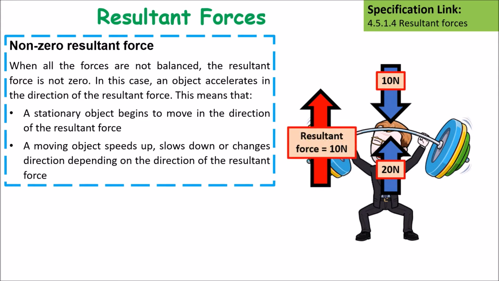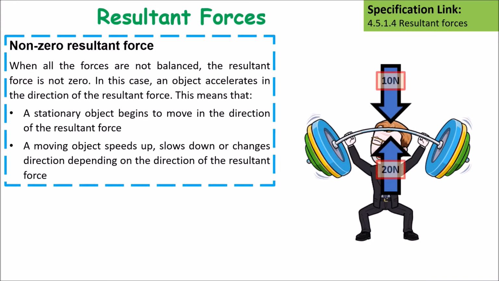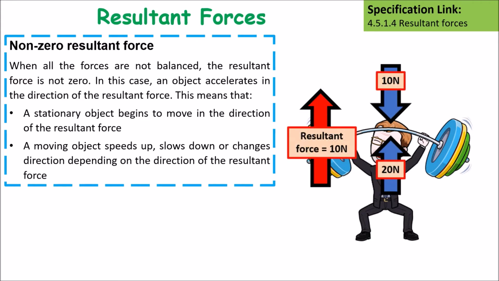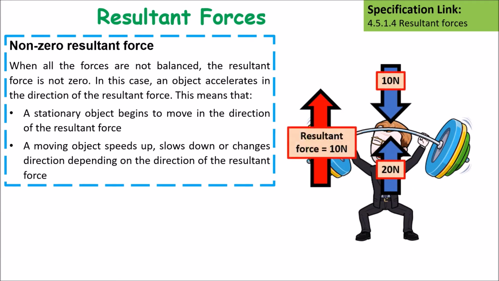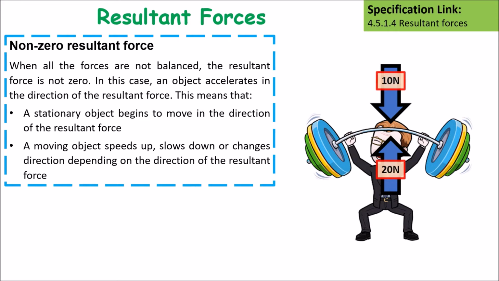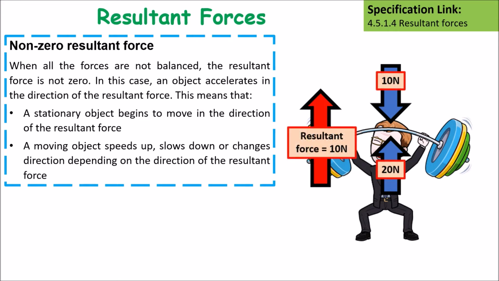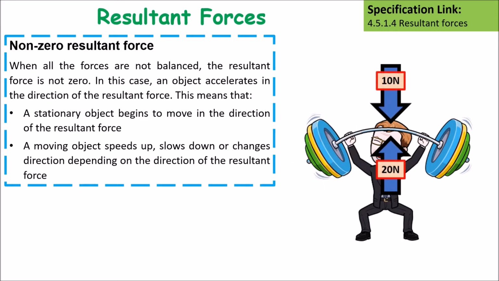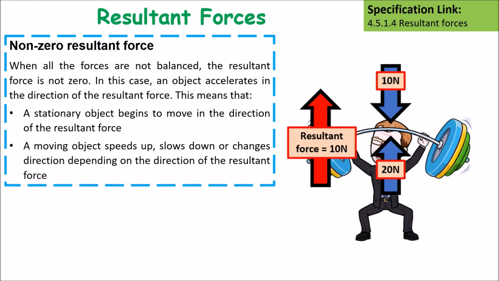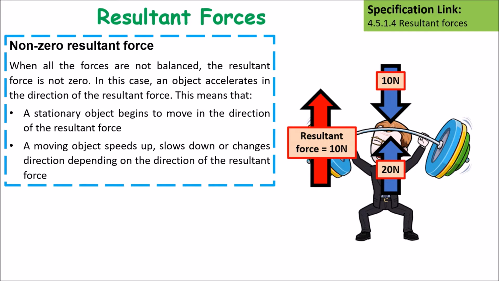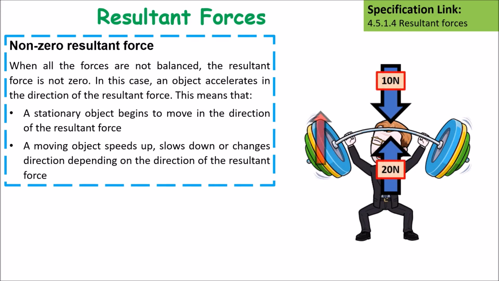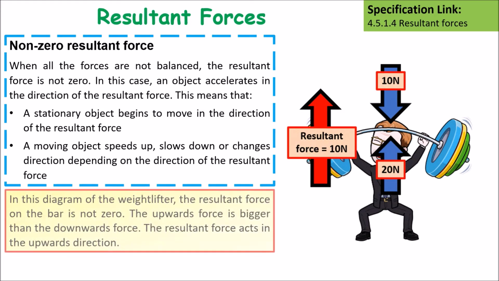So when all the forces are not balanced, the resultant force is not zero. In this case, an object accelerates in the direction of the resultant force. This means that a stationary object begins to move in the direction of the resultant force, or a moving object speeds up, slows down, or changes direction depending on the direction of the resultant force.